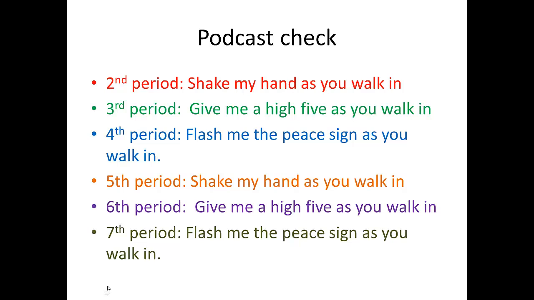Okay, second period, you're just going to give me a handshake as you're walking in. And fifth period, you're doing the same thing. Third period, give me a high five, gently, as you're walking in. Sixth period, you're going to be doing the same thing, the high five. Fourth period, give me the peace sign as you walk in. And seventh period, you're going to be doing the same thing. We'll see if all the teachers around us think that we're going crazy or something, or that we're just all on the same plane.